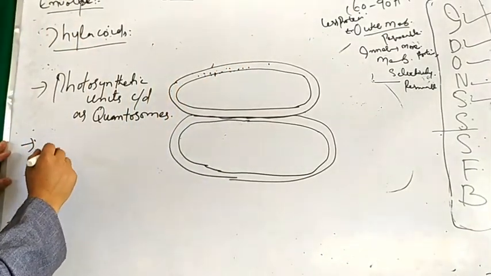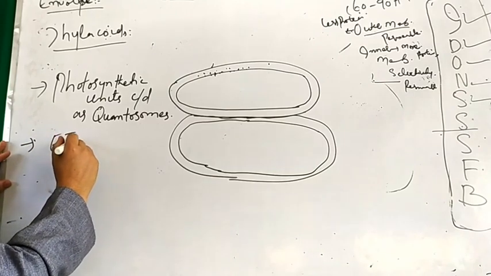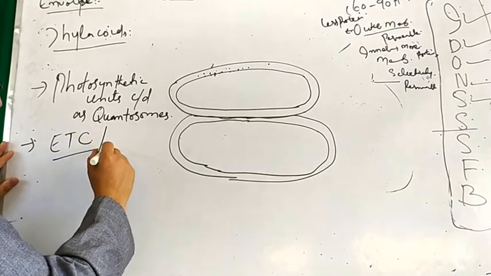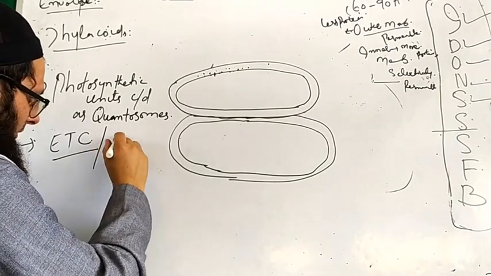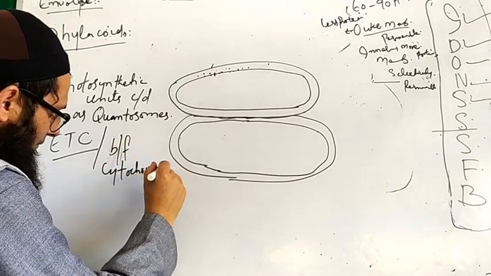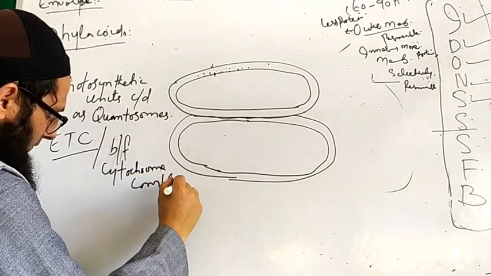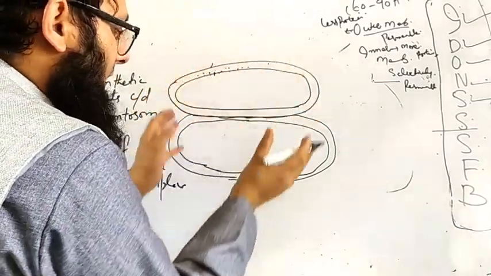So we have the electron transport chain, or we call it the b6f cytochrome complex. Where we do have all these things in the membrane of the thylakoid.